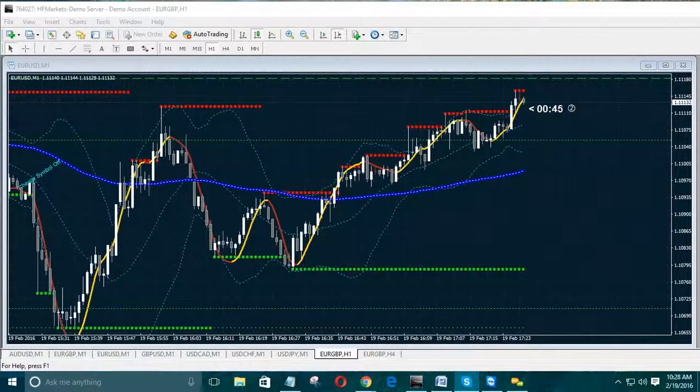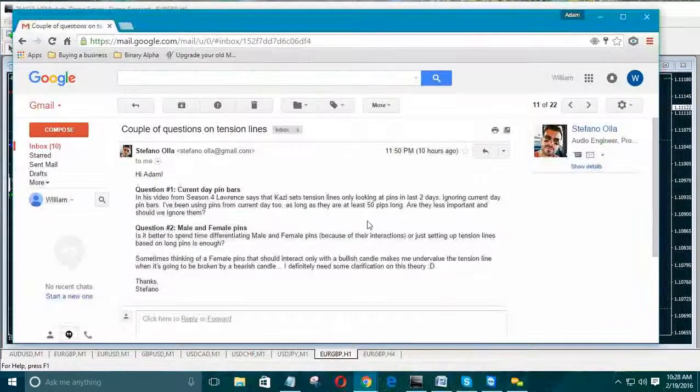Okay, let's see. Do the next question here. You're welcome. The second question is, is it better to spend time differentiating male and female pins? Yes, as long as the pin is on top of the female candle and the bottom of the male candle, and they need to be 50 points or bigger. That's it.